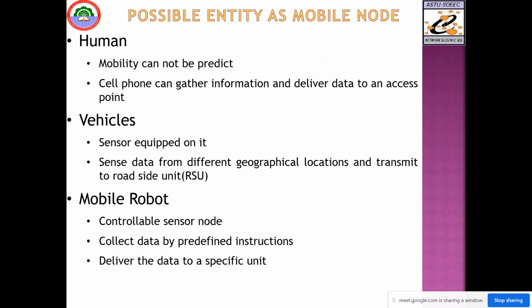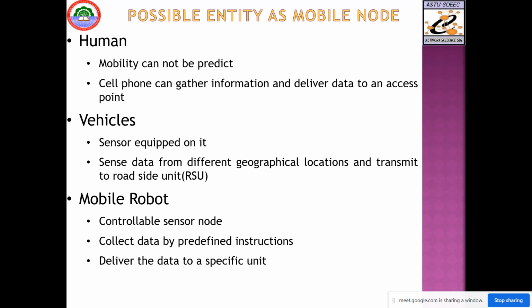Now, what are the possible entities which can act as the mobile node? There are three things. One is called human entity, the second one is called vehicle entity, and the third one is called mobile robot. Human entity means the human is going to act as a sensor, and vehicle entity means a vehicle is going to act as a sensor. Mobile robot means a mobile robot is going to act as a sensor.